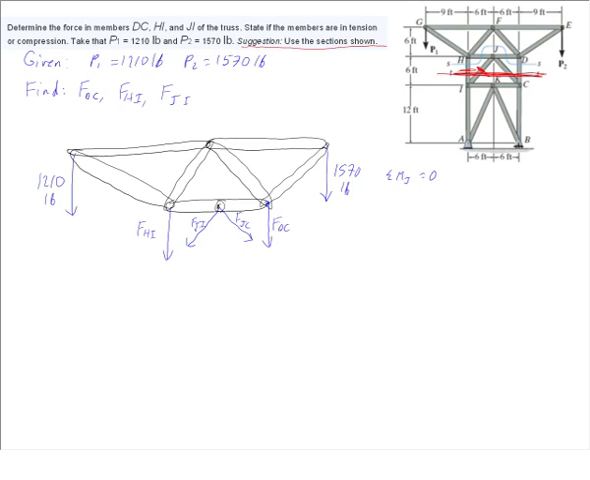We're going to have a positive 1210 pounds times the distance from there to J. The perpendicular distance from there would be the 6 plus the 9, so we're going to say 15 feet. Okay, then we're going to have another positive FHI, sorry, I forgot my plus, FHI. We're going to multiply that by its distance from J, which is 6 feet.